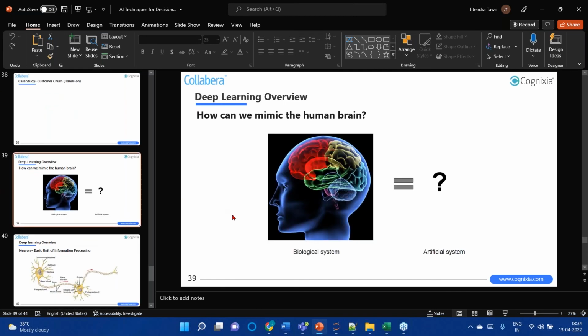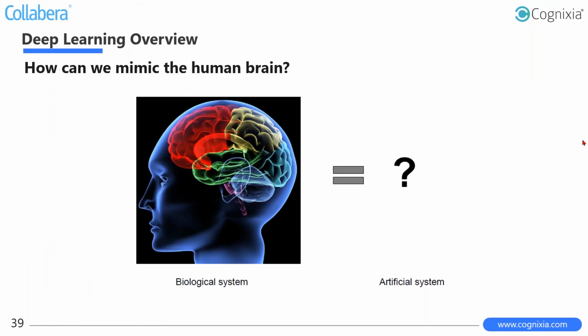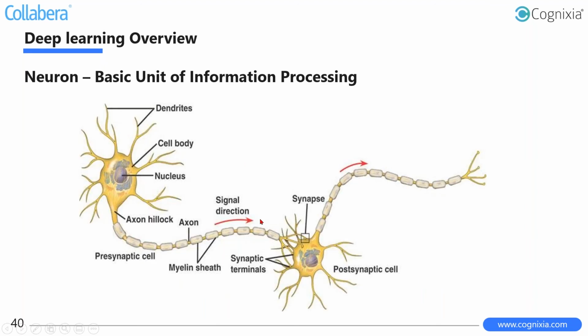And now, just quickly to brief you on what deep learning is all about. As we discussed, deep learning is about how we can mimic the human brain. That's what artificial intelligence is. Just to quickly show you, in the human brain, in our body, a lot of neurons are there, and they interact with each other.